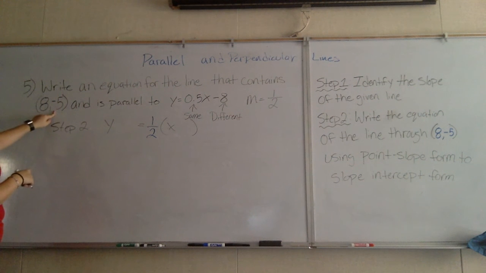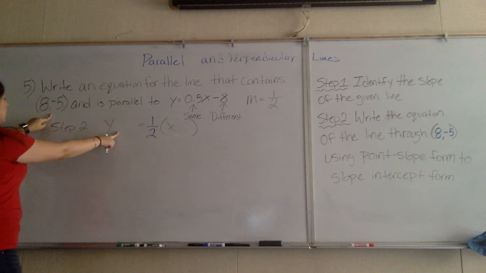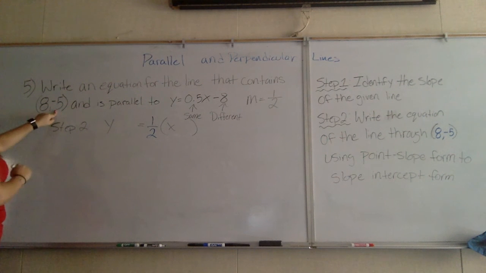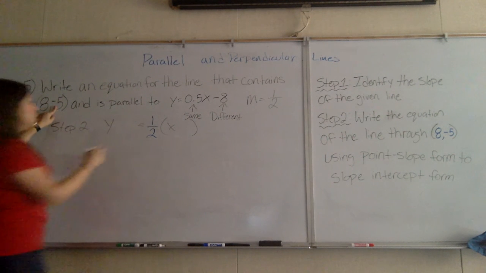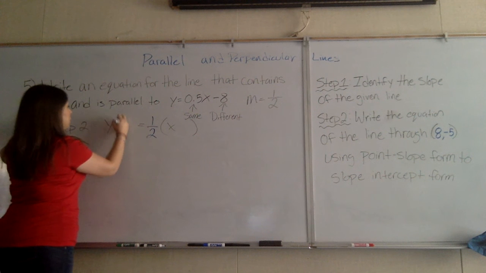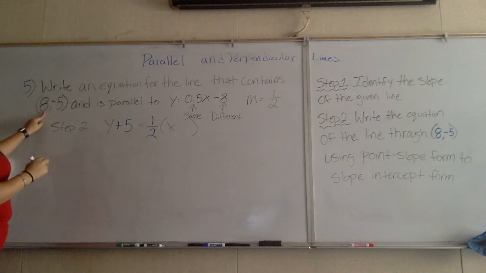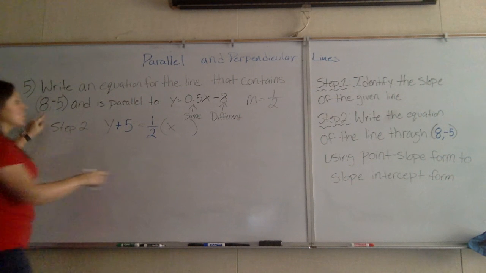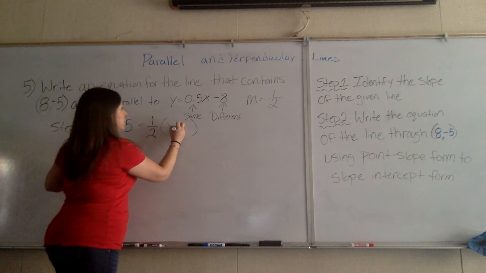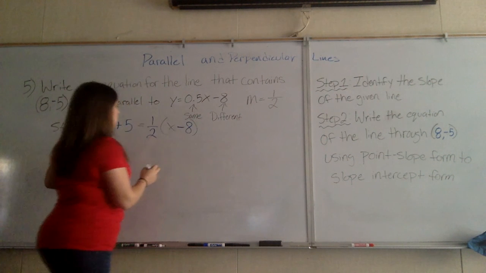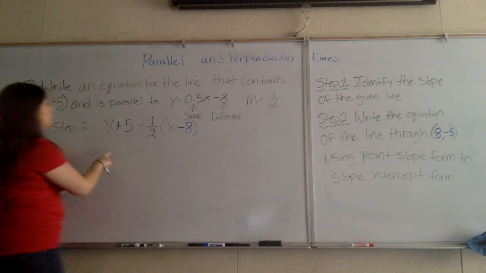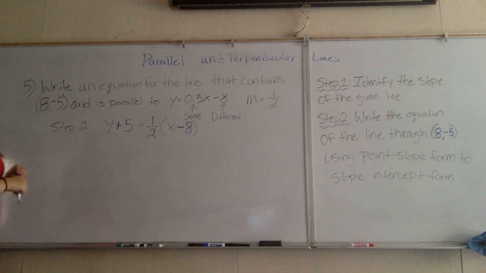So I do the opposite of what I see. Next to my y is this -5, so the opposite of a -5 is a +5. So I'm going to put plus 5. My 8 is positive in my point, so it's going to be the opposite, so it's going to say -8. So this is step 2, our point slope form.